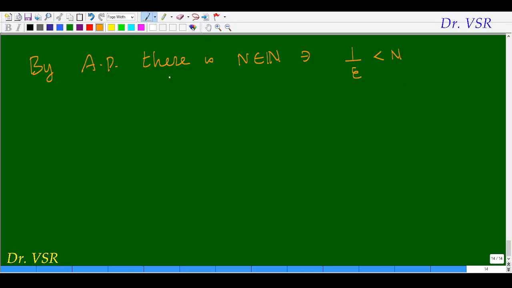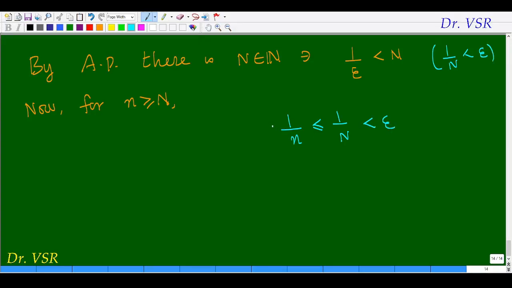Fine. Now for n greater than or equal to the natural number N, what do we get? I'll write it here. Then the reciprocal: 1 by small n is always less than or equal to 1 by capital N. From this we know that 1 by capital N is less than epsilon. So this is less than epsilon. And 1 by n factorial is less than or equal to 1 by n, which is equal to modulus of 1 plus 1 by n factorial minus 1.